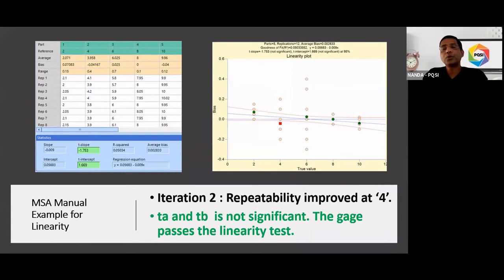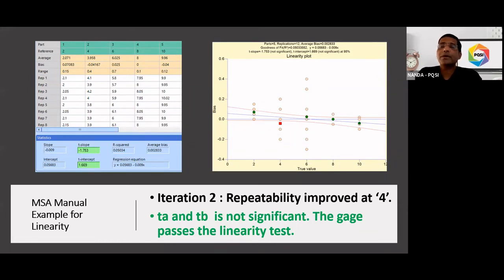So iteration 2, what I do is I work on the repeatability at 4 units. What was very significant earlier, I have brought to about 0.4 now. The repeatability has gone from 1.38 units to 0.4 units. So I brought it closer. That's what you see in this picture. The values are now closer. And when I now say compute, both are now green. So the slope is also green and the y-intercept is also green, which means TA and TB are not significant. This is how GaugePack confirms that this gauge has now passed the linearity study.